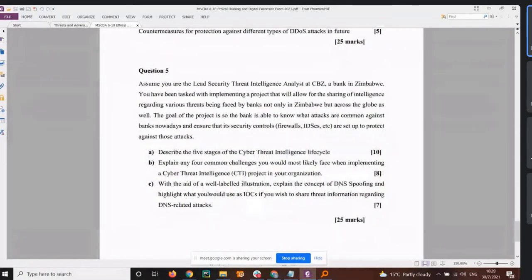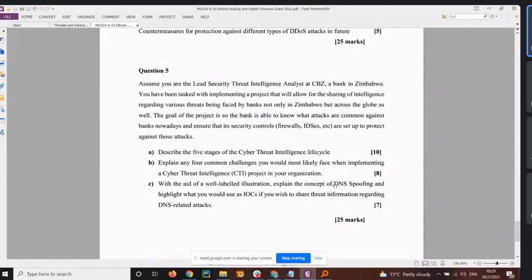And then lastly was question five, which was in terms of cyber threat intelligence, where you're given a case study and you're asked to explain the stages of the threat intelligence lifecycle, the challenges you would face, and lastly, with the aid of relevant illustration, explain the concept of DNS spoofing and highlight what you would use as IOCs if you wish to share threat information regarding DNS related attacks. So this is another example of synthesis questions.